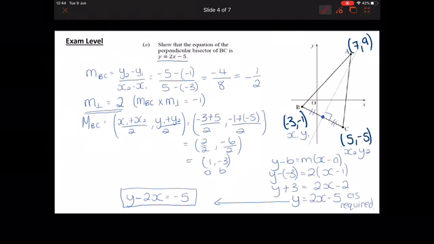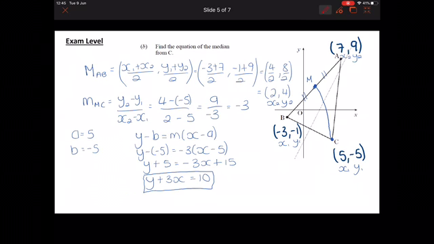Looking back, part A was out of 4. So in terms of your marks for this question, you'll get 1 mark for finding the gradient of BC. That's your first mark. Your second mark will be for finding your perpendicular gradient. Third mark is for finding your midpoint of BC. And then your final mark is for showing what they've asked you to show and getting to y equals 2x minus 5.